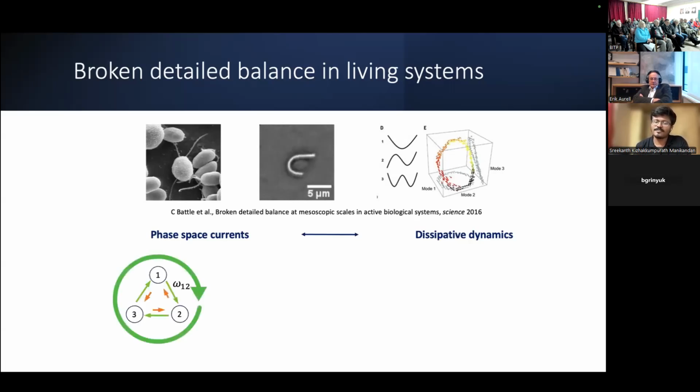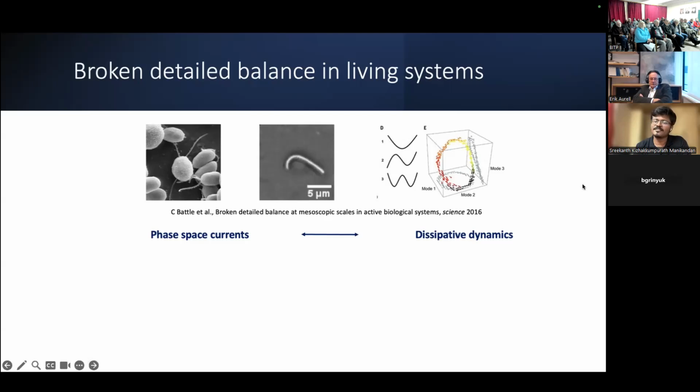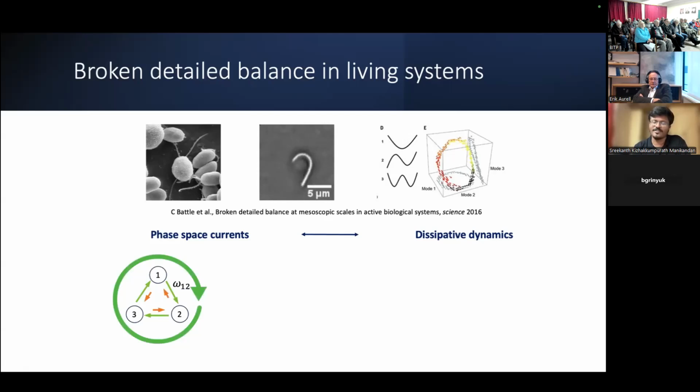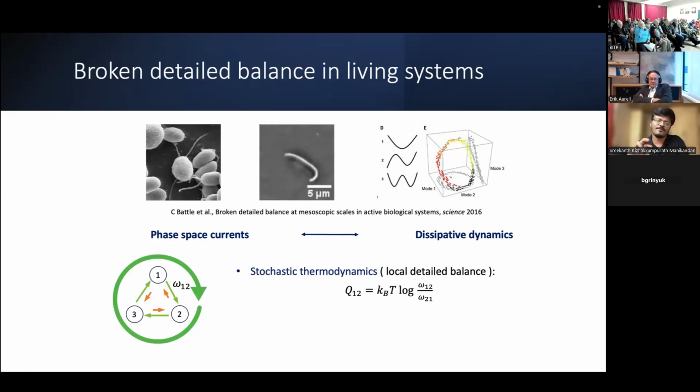Now, is there a way to go from this dissipative dynamics to dissipation? Like, can you quantify how much energy is being used up when a flagella is moving around in a systematic fashion? Within stochastic thermodynamics, I won't go into the details, there is this idea of local detail balance. It basically says that if you see certain transitions happening in your system, it is in contact with the thermal reservoir, so there must have been an energy exchange with the thermal reservoir.